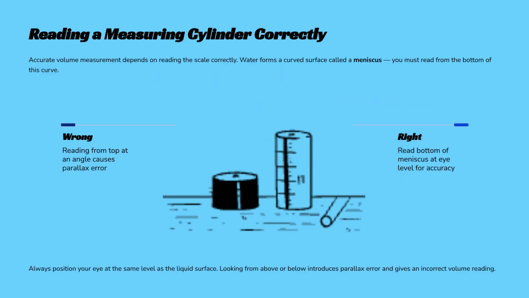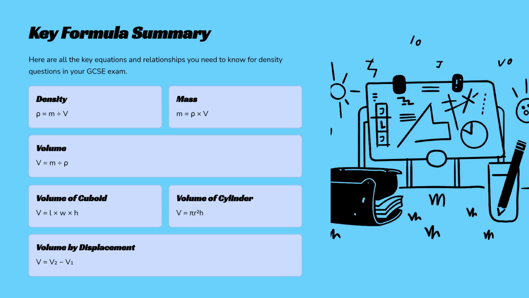When reading a measuring cylinder, avoid parallax error by keeping your eyes level with the water. Always read from the bottom of the meniscus, which is the curve the liquid forms, to ensure your volume measurement is accurate. To wrap up, here is a summary of the key formulas.